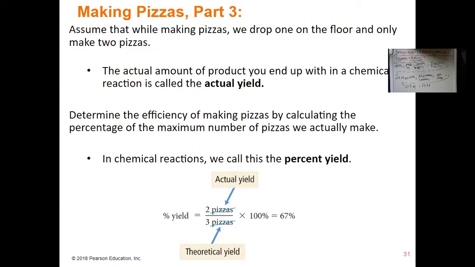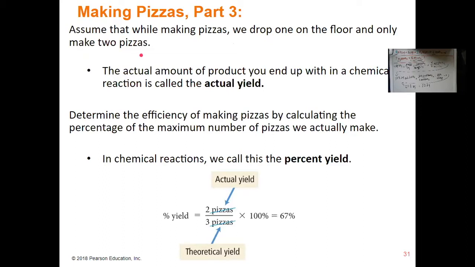So if we bring this back to real life again, assume that while making pizzas, we drop one of them on the floor, and when we are done for the day, instead of having the 3 pizzas that we should have made, we only have 2. These 2 pizzas represent our actual yield. It's the amount of product that we're actually walking away with.